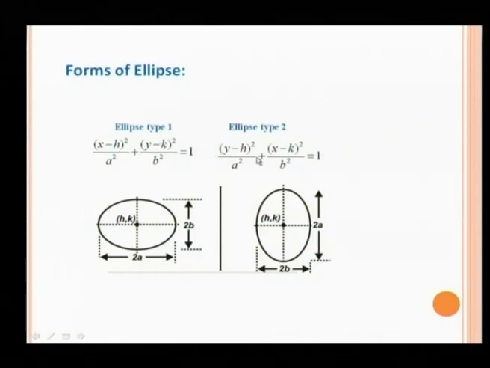And if we consider the second type with center at 0, the second type of ellipse would have the equation y square divided by a square plus x square divided by b square is equal to 1, where again h and k would be equal to 0.